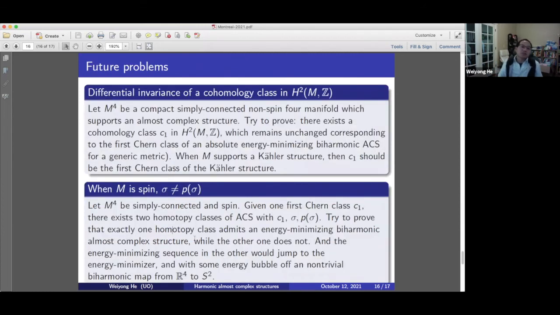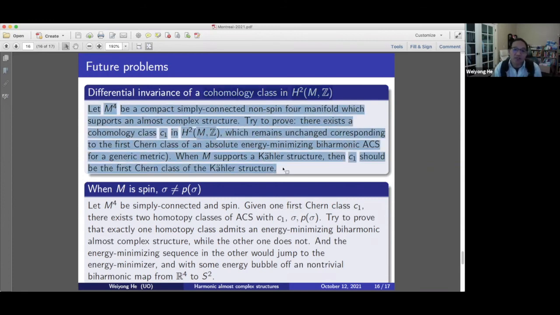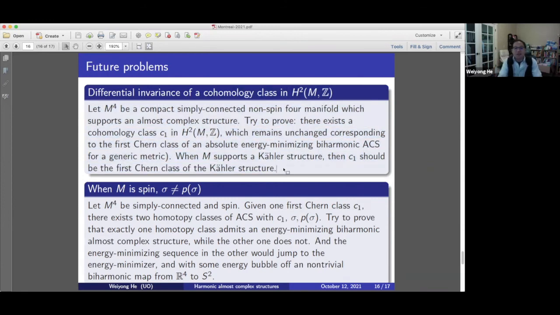I will mention a little bit about future problems, and why I'm interested in these things. I believe this is kind of too optimistic, but I still think that having a dream is important. What I had in mind is this: in dimension 4, for an almost complex manifold, there should be a cohomology class that is essentially a differential invariant depending only on the differentiable structure of the 4-manifold. Let me state this particular problem that I had in mind.